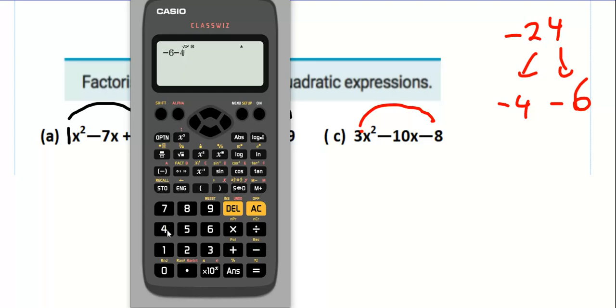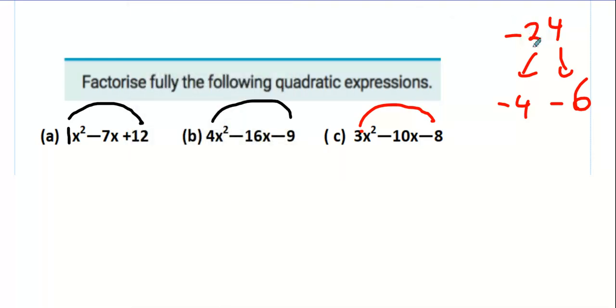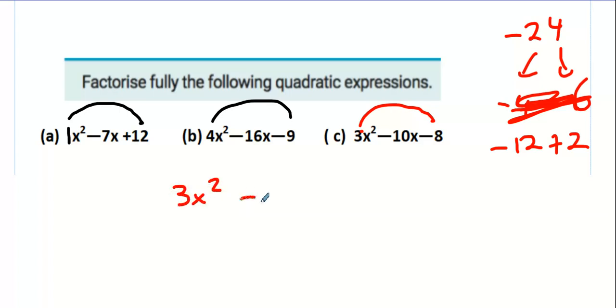Take out your calculator. You owe somebody 6 euro, you owe somebody 4 euro, that means you owe them 10 euro. You do make minus 10. However, when you multiply them, they make plus 24, not minus 24. So they're disqualified because they don't make minus 24. You have to go for minus 12 plus 2. So a few of you would have fallen into that trap.